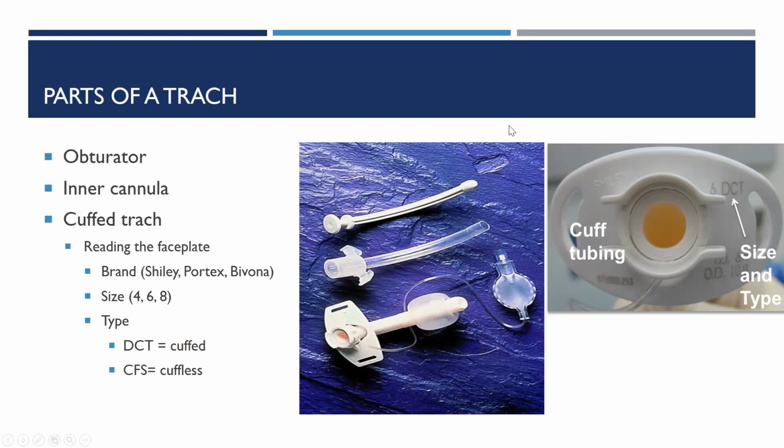Oh man, we didn't bring the trays. Okay, all right, so this is what comes in a box, which we were going to bring, but I'm bad and forgot. What comes in the trach box.